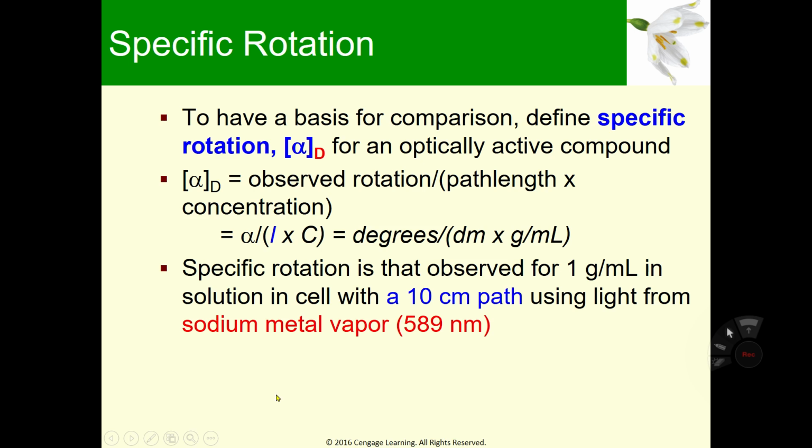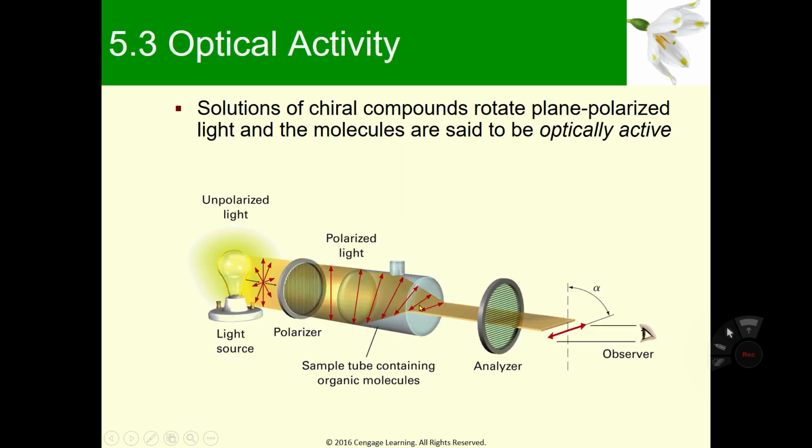We usually use 10 centimeters of path length. That means the length of this sample vessel. Actually, this is a vessel where you add your sample through this inlet. You fill this sample vessel with your molecules, all right? So the path length means the length from here to there, right?